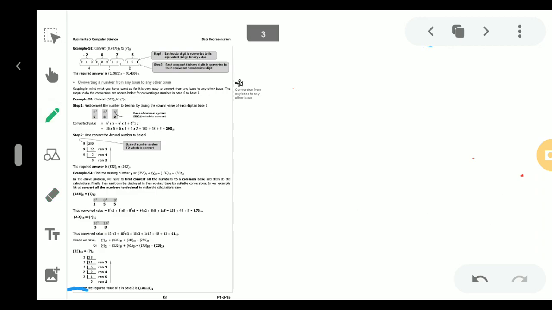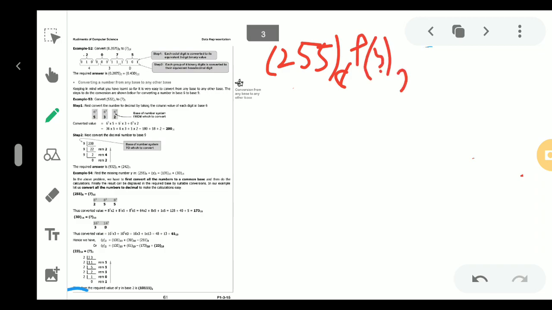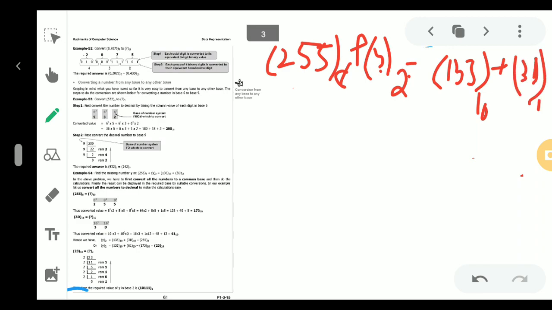Okay, now one more question is given, base finding value. It is given 255 base 8 plus something base 2 is equal to 135 base 10 plus 3D base 16. Okay, so first we have to convert 255 base 8 to base 10.